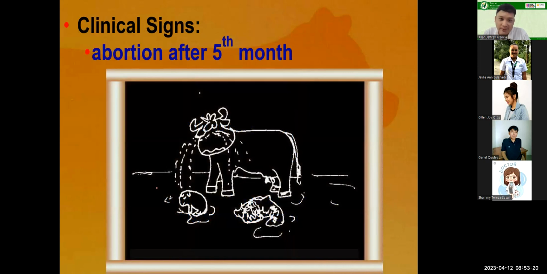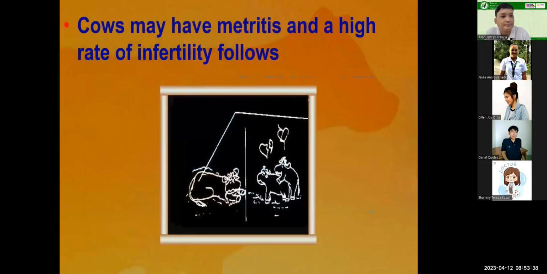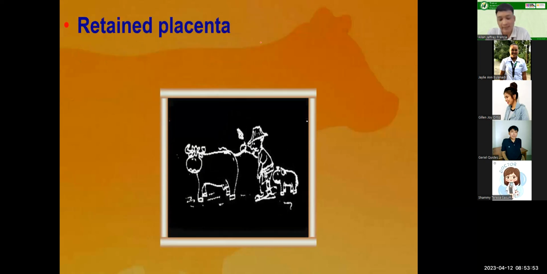So, clinical signs, abortion after 5 months sa cattle. And this is mid-pregnancy. And then we have the late pregnancy. This one is the premature. Pwede ito kasi ay weak calves or stillbirth din. So metritis is one. Kapag merong metritis, pwedeng hindi na siya magbuntis muna because inflamed yung kanyang uterus. Retained placenta as well right after delivery. Pwedeng magstay ang placenta doon, mabulok at mag-cause ng septicemia again and toxemia.